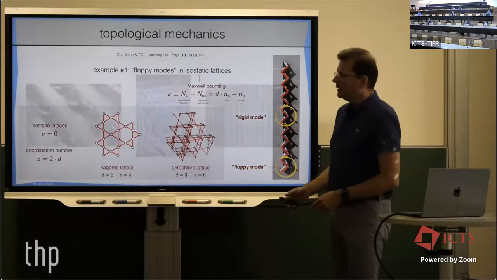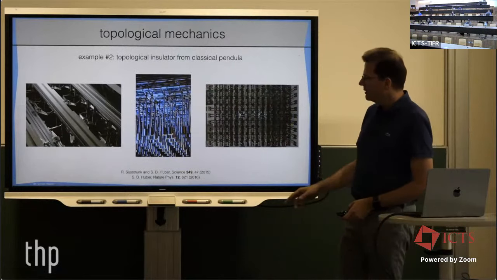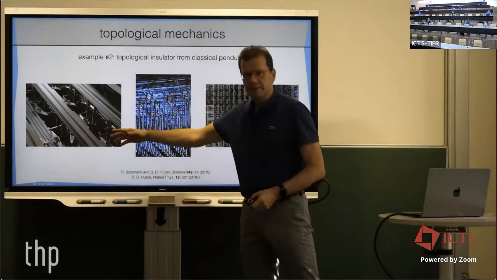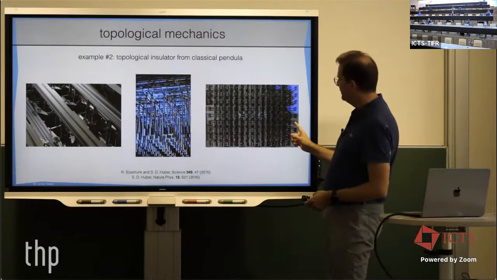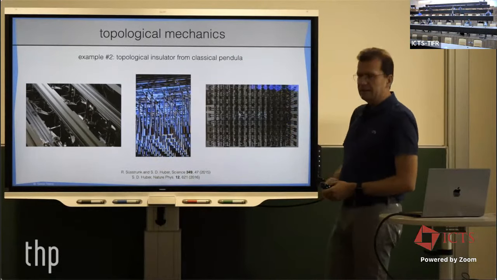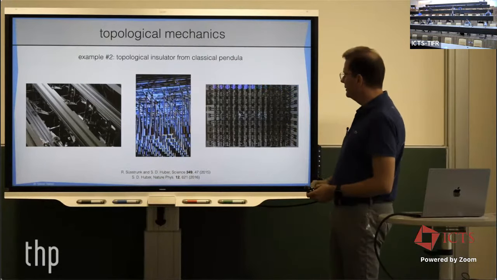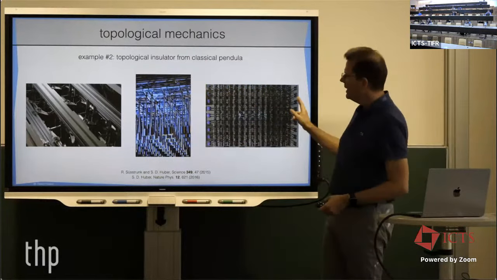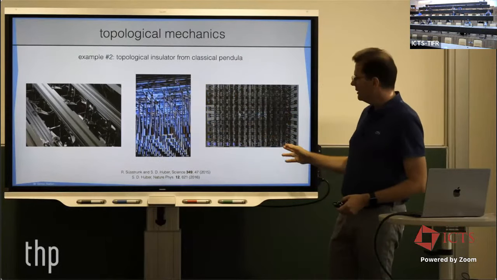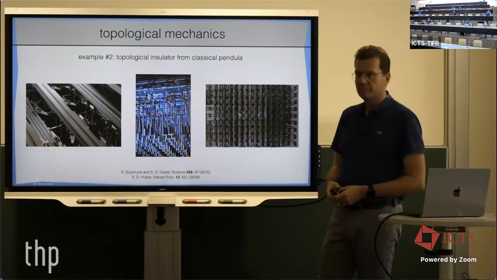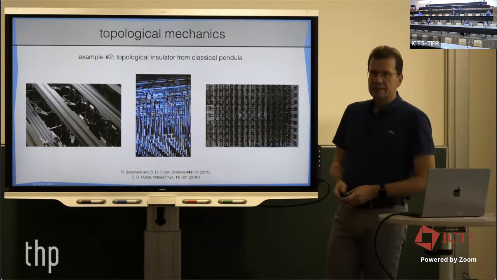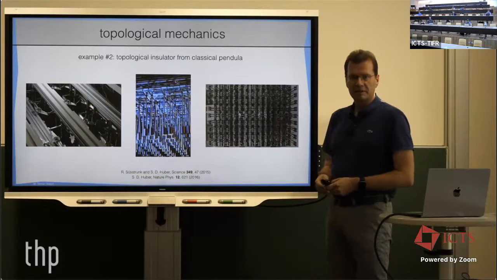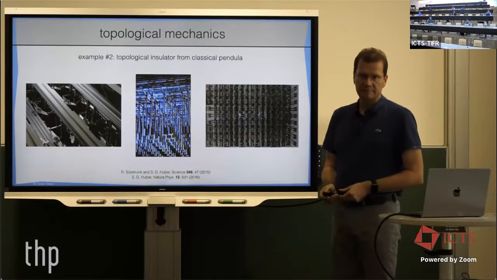The second example comes from ETH Zurich and the group of Sebastian Huber, who have nicely built these classical pendula, which are connected at the top. If you excite a pendulum at the boundary, you see how a zero mode, an edge mode, traverses through this system when looking at these pendula from the bottom. This is the best version of a two-dimensional topological insulator in a classical mechanical system.